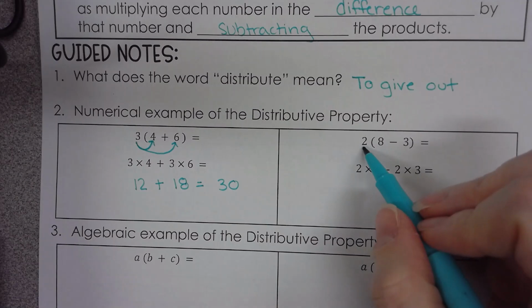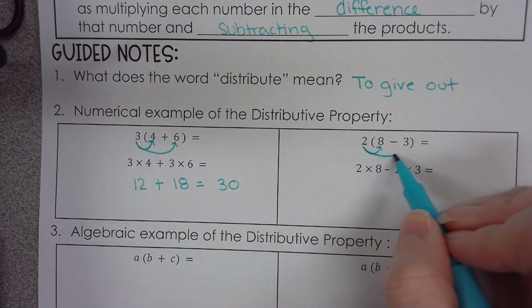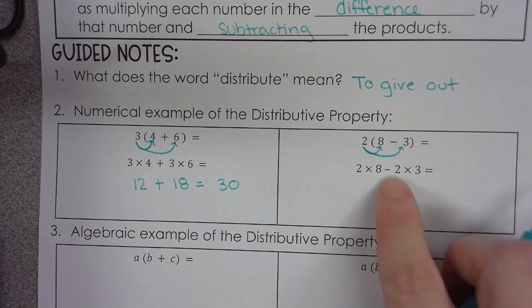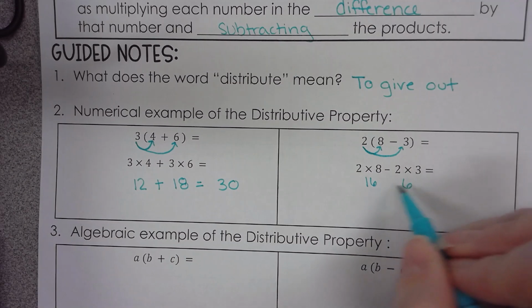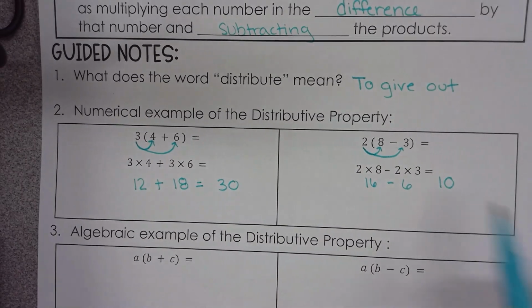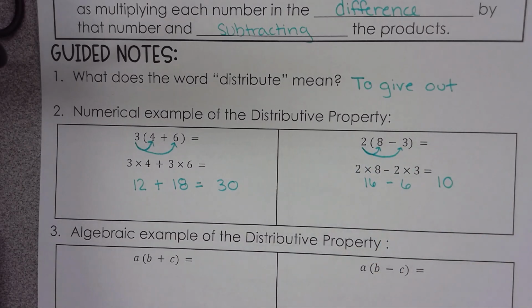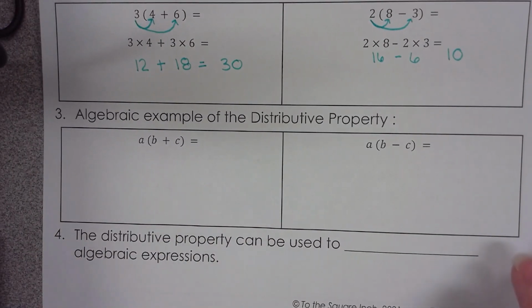Okay, 2 times 8, shown here, and 2 times 3, shown here. It's subtracting. So 2 times 8 is 16, 2 times 3 is 6, and 16 minus 6 is 10. And again, you could totally do 8 minus 3, which is 5, and 2 times 5 is 10. But that only works when you have 2 constants. When you have variables, that's when it gets different.